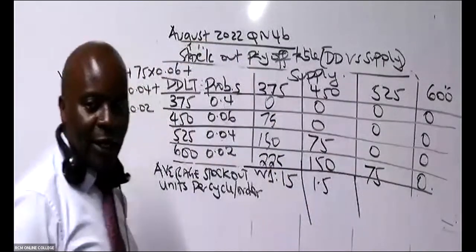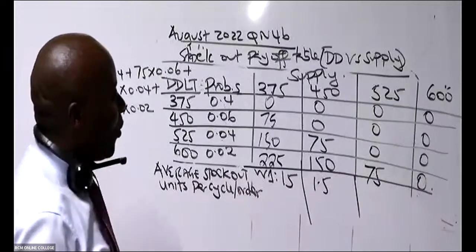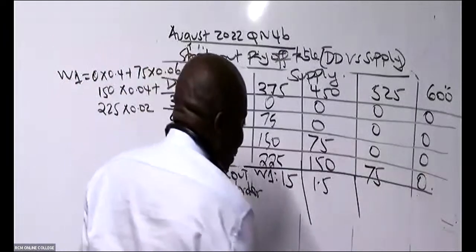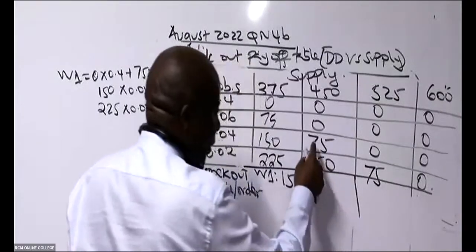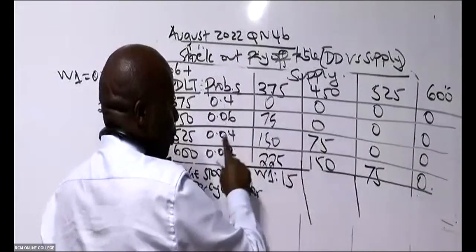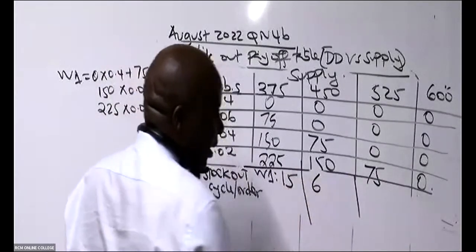My physical guys, I don't know whether you were able to get this. They're saying no, it is 6. What did that ninja do to get 1.5? I would want to know what that ninja did. You know, it's 75 because I know the others are 0. It is 75 times 0.06 plus 150 times 0.02. I think that 6 makes sense.